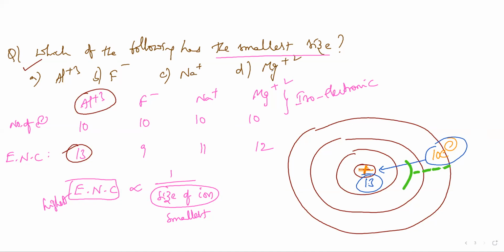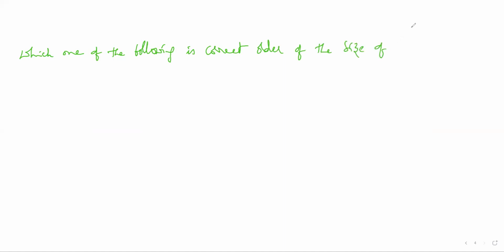Okay, one more question. This is one frequently asked question. Then we'll wind up this session. Which one of the following is correct? Correct order of the size of iodine species.